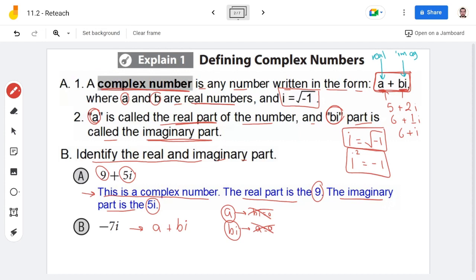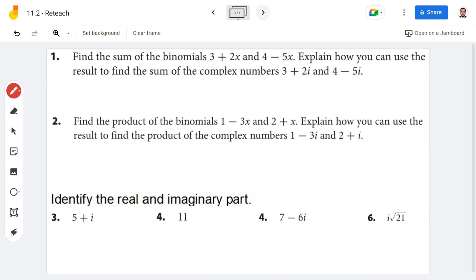So now if you look at this question, what's the given? The given is bi, so negative 7i. So now we can say there is no real part because a is not given, and the imaginary part is negative 7i. So this is how we can identify the question. Then let's start solving this question.